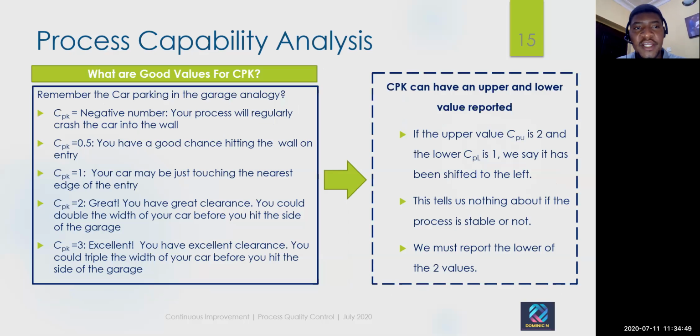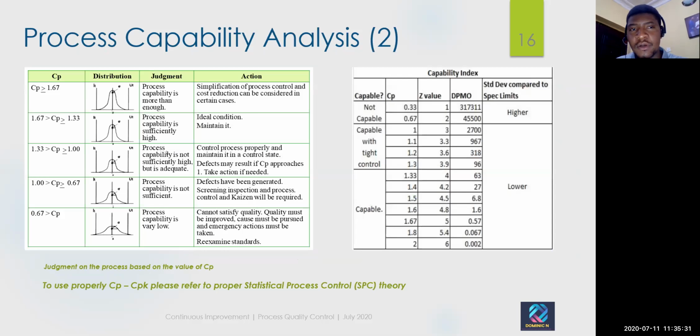So looking at CPK, a negative number tells you that your process will regulate, the car will crash into the wall. For 0.5, it's a good chance of hitting the wall. For 1, your car may just be touching the nearest edge while entering your car park. For 2, it is great, you have good clearance. For 3, it is excellent, and you have a very good clearance. You could also have a CPU, which is the upper value of a CPK, and a CPL, which is the lower value. It just tells you that your process is tilted more to the upper spec or tilted more to the lower spec.